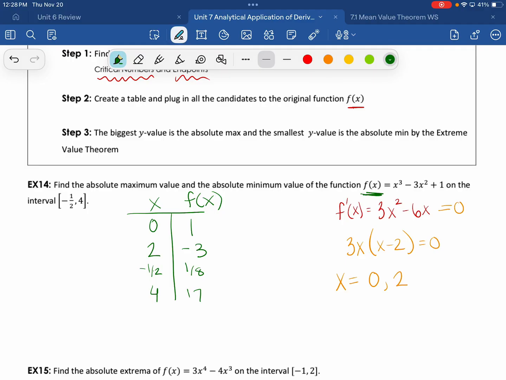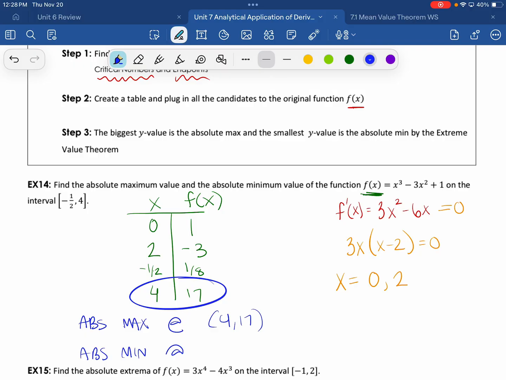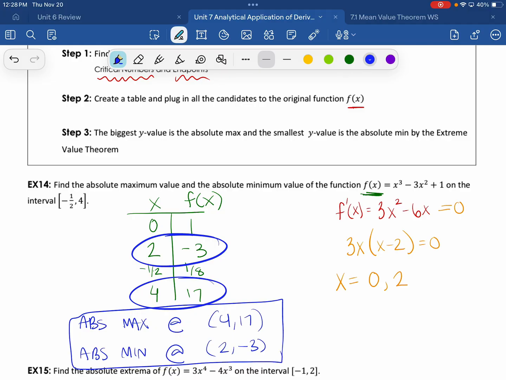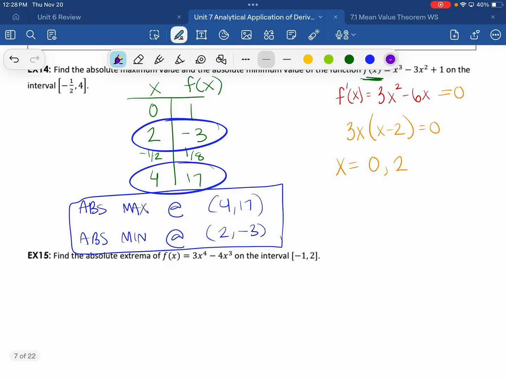So once you get your table, you're going to look at it and determine where the absolute max and the absolute min are. So where would my absolute max be? 17. Yeah, so at 4, 17. And where would the absolute min be? -3. Yep, at 2, -3. Does that make sense? Yes.